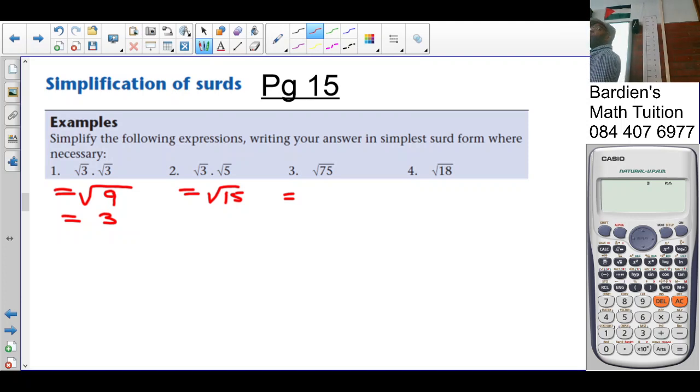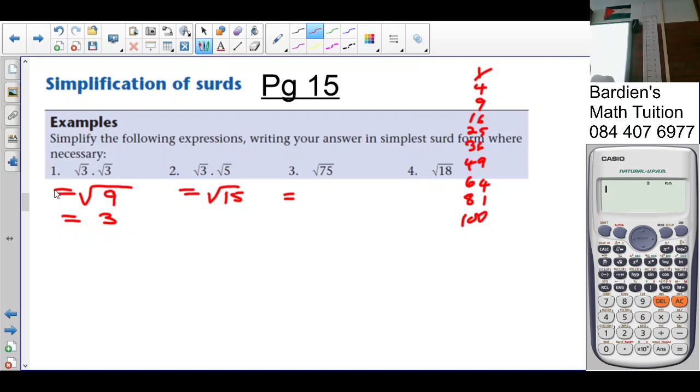Just a step back. What are perfect squares? Perfect squares are 1, 4, 9. The next perfect squares: 16, 25, 36, 49, 64, 81, 100, 121 and so on. We're never going to use 1 because it's not going to make any difference. So the largest perfect square that can go into 75 without a remainder is 25.